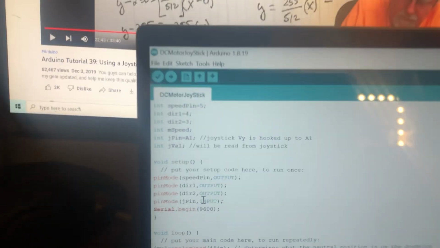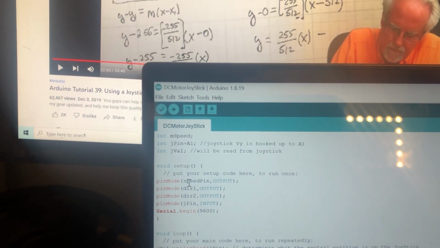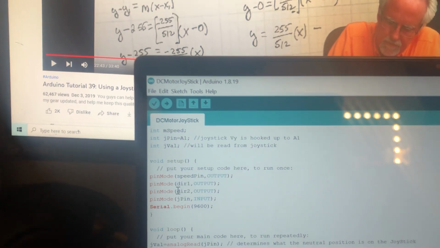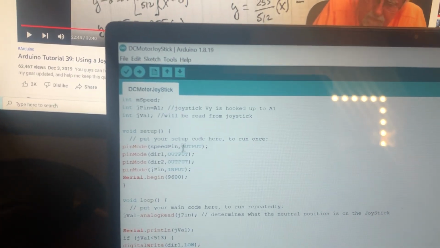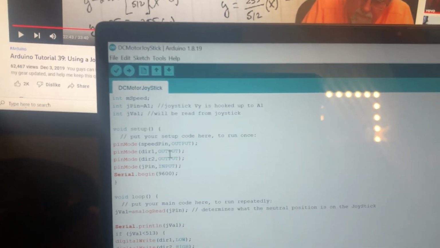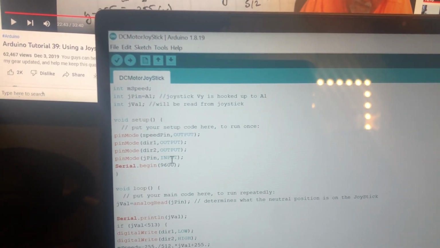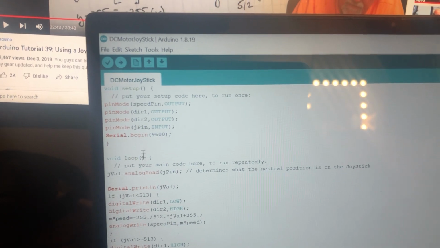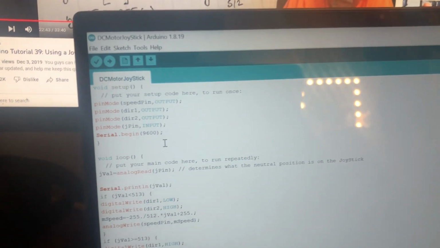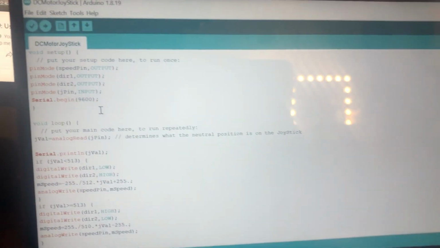joystick. What else we have here is we still have our speed pin, direction 1 and direction 2 pin modes. All three of those are set to outputs. What is new here is a joystick pin, which is an input. We still have our serial here for the serial monitor to be able to read the values.